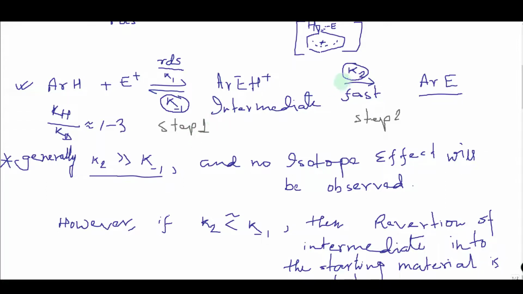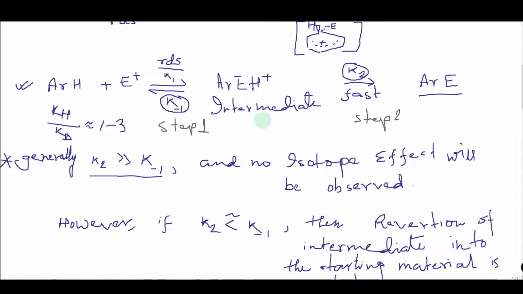So now if K2 becomes less than or equal to K minus 1, then the reversion of the intermediate into the starting material becomes much more significant. And due to the reversion of a large amount of intermediate into the starting material, the rate of this first step becomes slower, and the overall rate of this reaction also becomes slower.